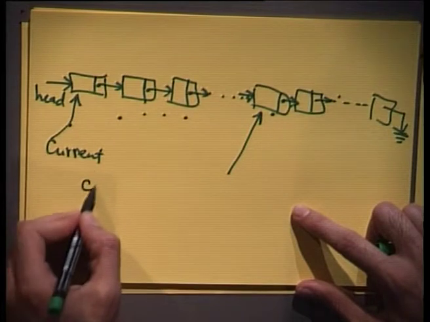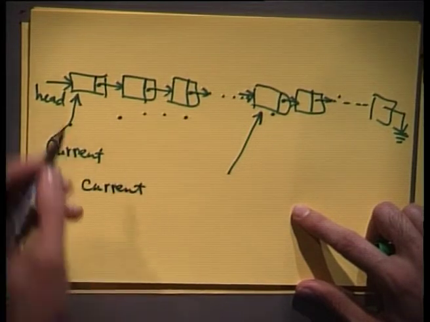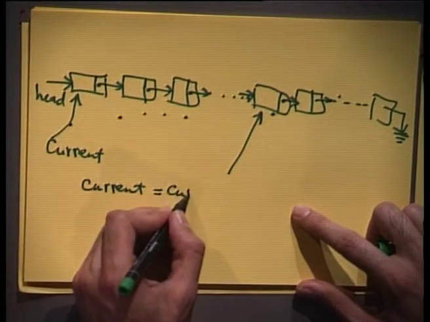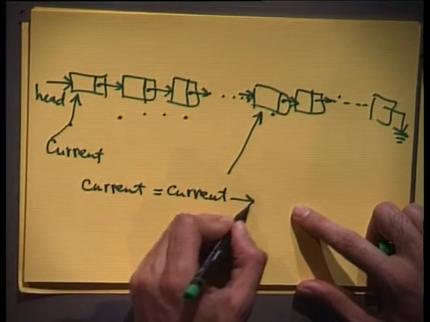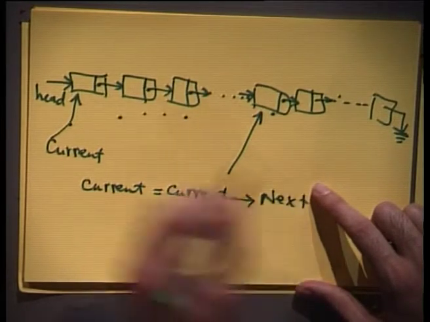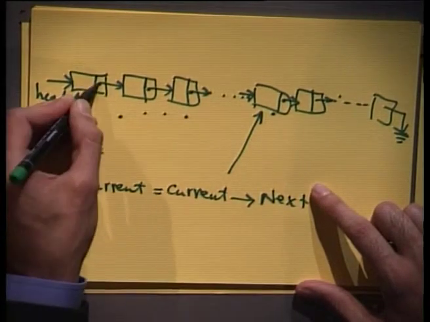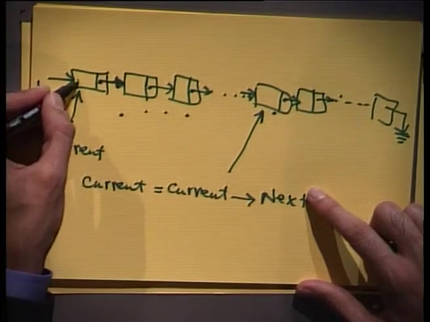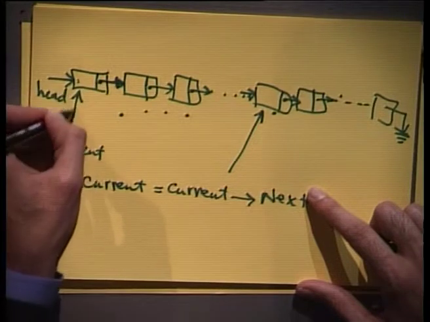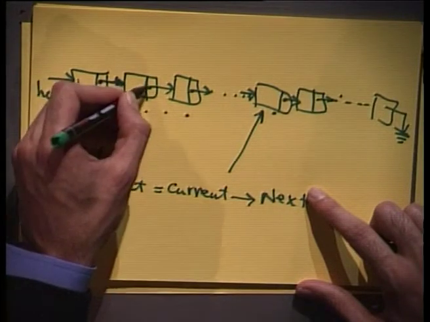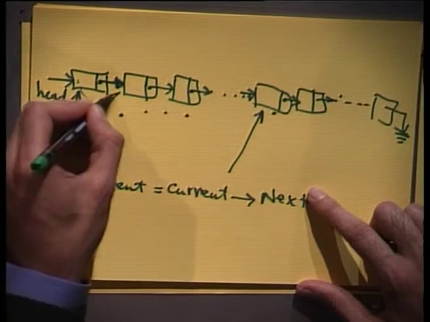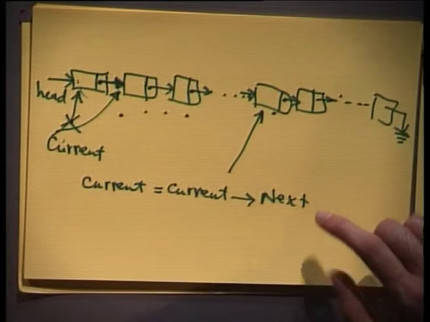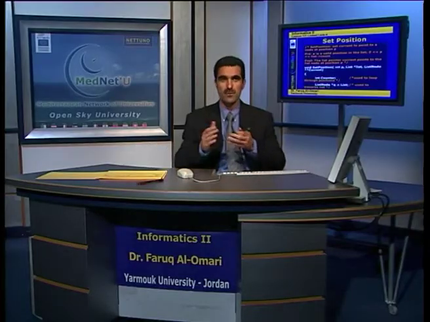Well, simply make current, instead of pointing to head at the very beginning, make it point to current arrow next. That's what current arrow next is, this pointer in here. So instead of current pointing here, make it point to where this node actually points to. So make it point here. That's like moving forward one step. Repeat this till you go P positions forward and then return.